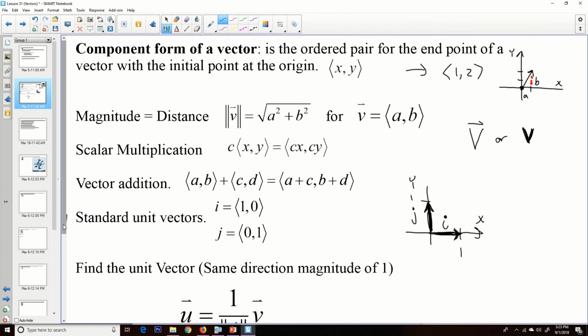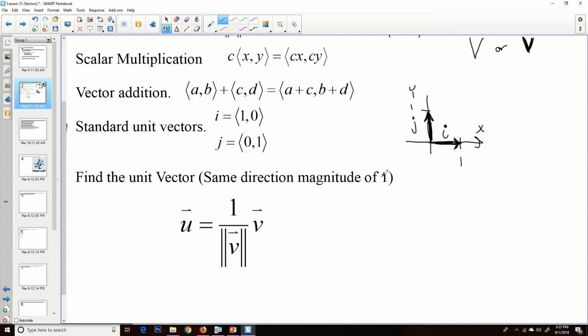To find a unit vector, it will have the same direction as the regular vector, but it'll only have a magnitude of 1. That's why they use a u in this particular instance; they use a lot of u's and v's when you're talking about two vectors. The way we find the unit vector is by finding the magnitude of the vector, taking the reciprocal of that magnitude, and then using that as a scalar and multiplying by the component form of the vector.